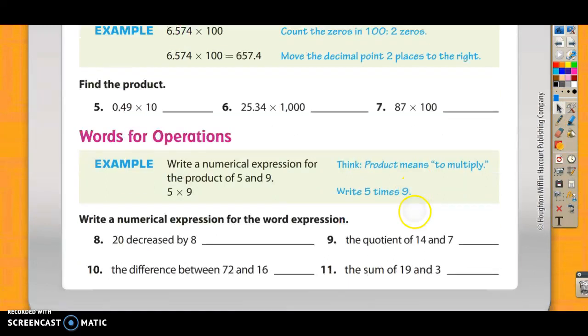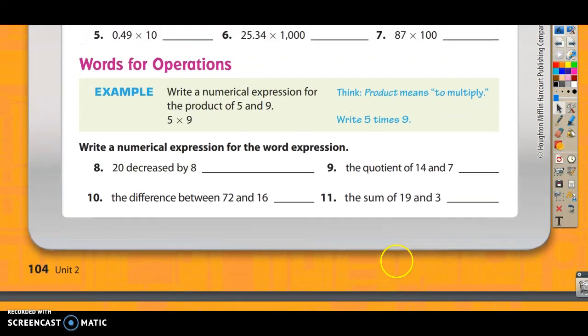Let's check out the bottom of the page, words for operations. All we have to do here is write a numeric expression for the word. We're not supposed to solve anything. It never says solve, it doesn't say simplify, it doesn't say find the difference. It just says write a numeric expression. Numeric expression means to write the math problem. 20 decreased by 8 is 20 minus 8. That's all we have to do. We don't have to solve.